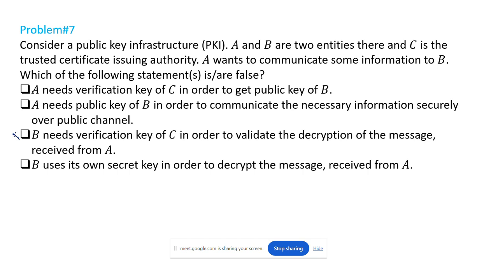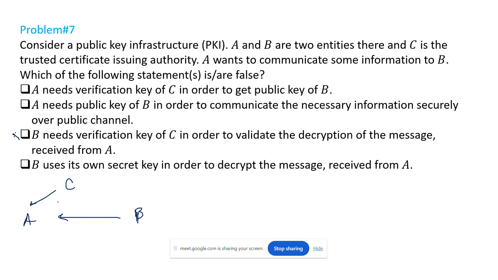And what you are saying? A needs verification key of C in order to get public key of B. This is actually true because A is trying to send some information to B. So before sending that, it wants to verify whether B's public key is correct or not. So there is this certificate issuing authority C. C will give some certificate, or B will provide a certificate signed by this authority which says that let's say PK is actually the public key of B.